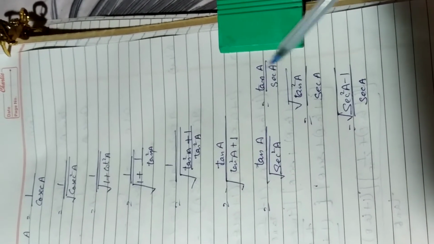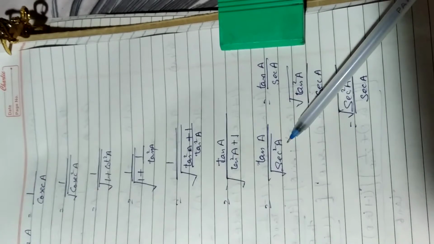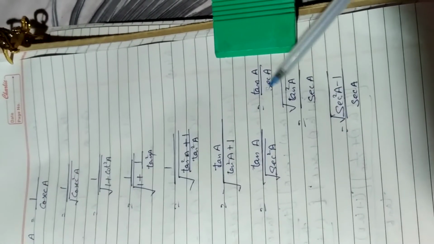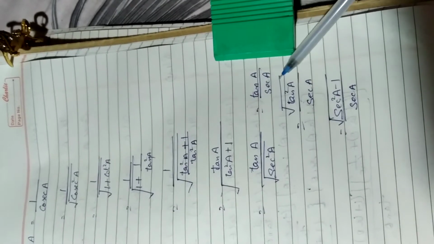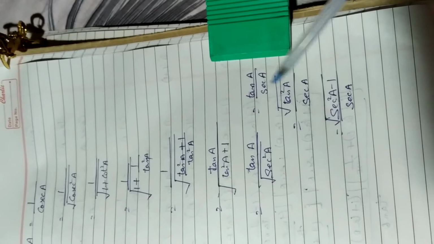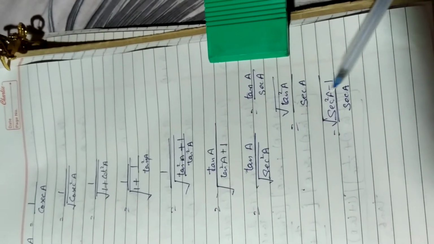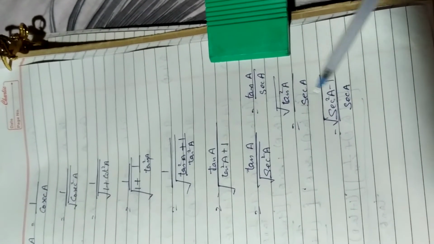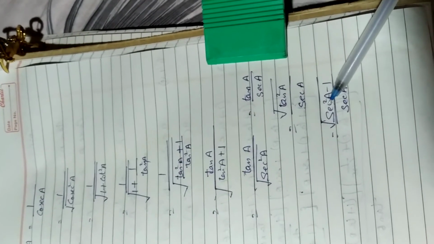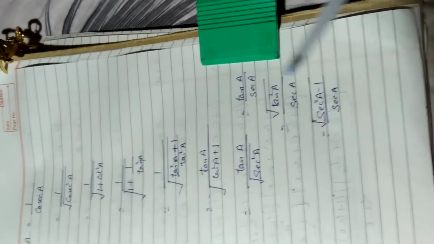It is equal to tan A by secant A. Here is the square and here is the square root. Therefore square and square root will cancel and we will get here secant A. Tan A upon secant A. Tan A can be written as square root of tan square A. Then we put it in terms of secant. It is secant square A minus 1 by applying the identity. Square root of secant square A minus 1 upon secant A.